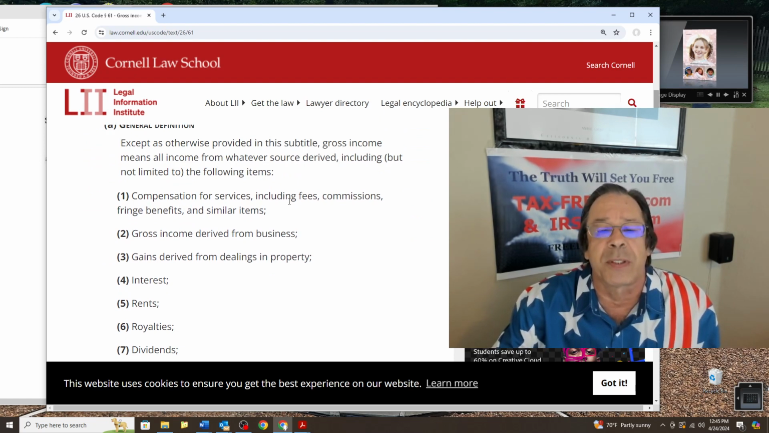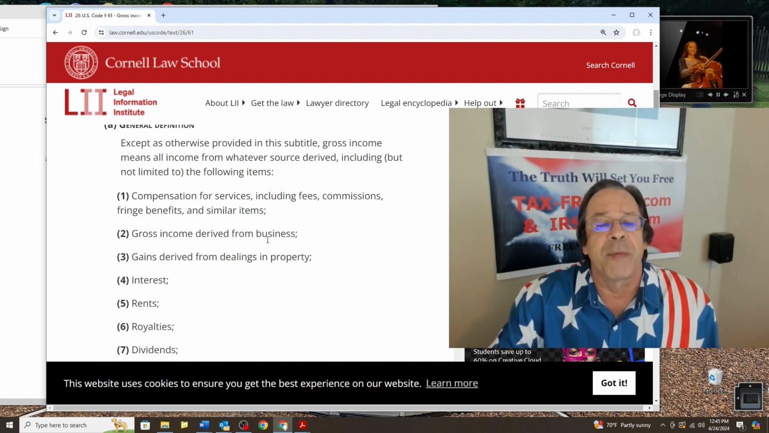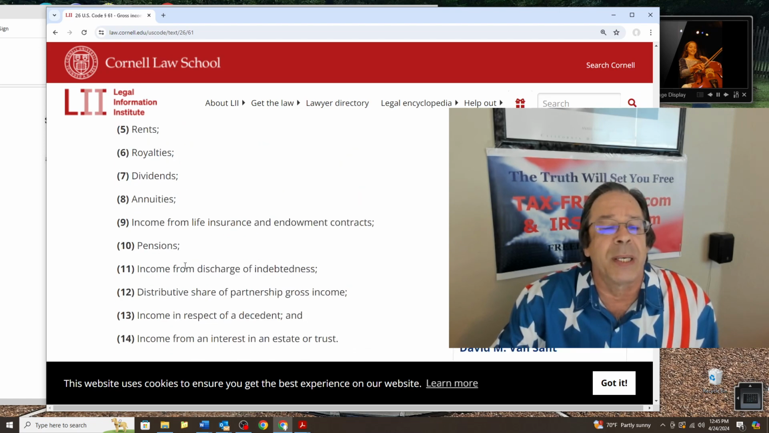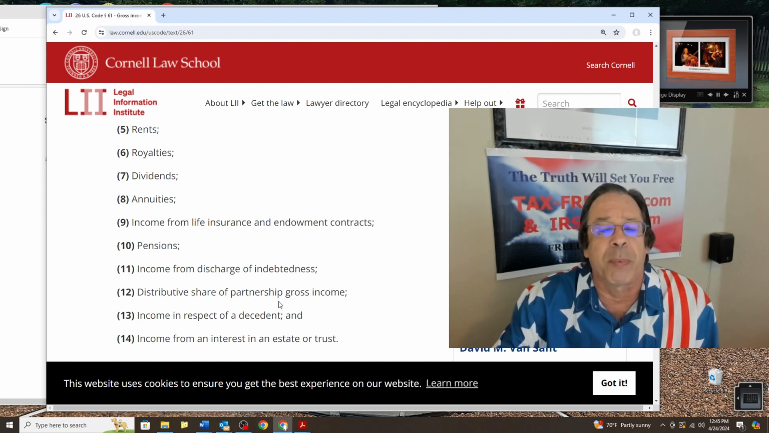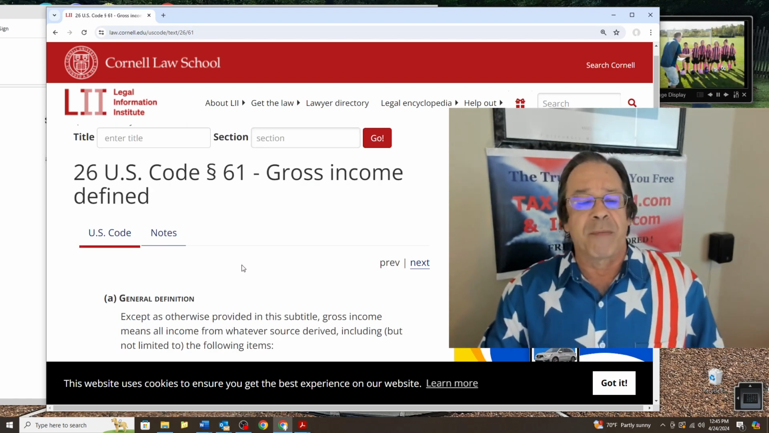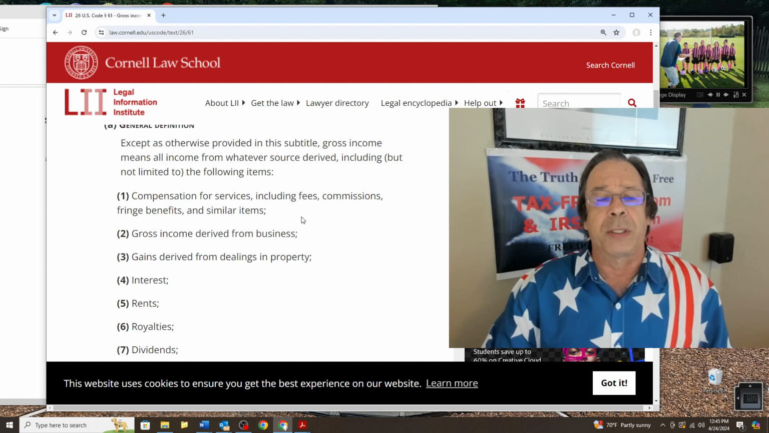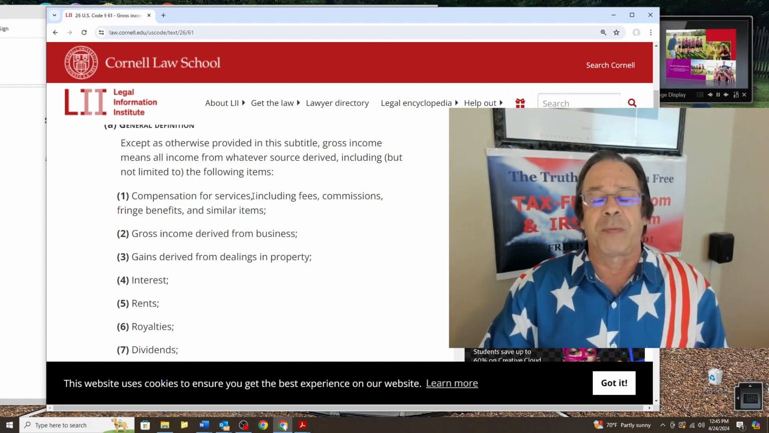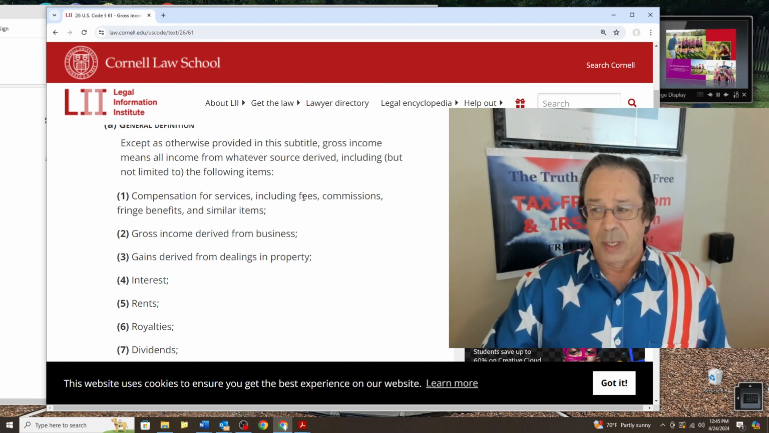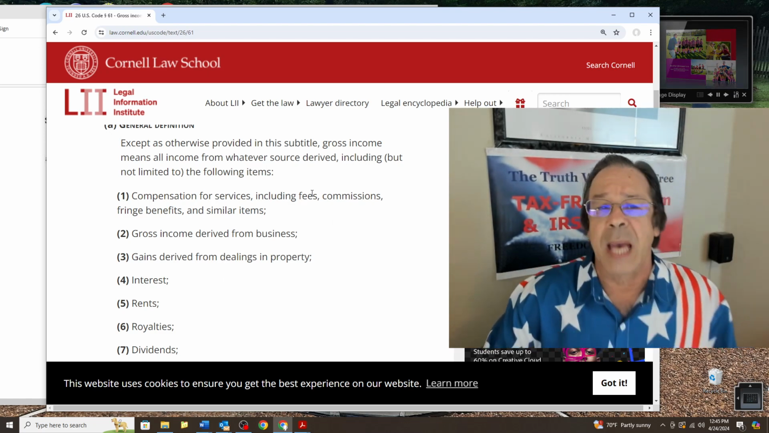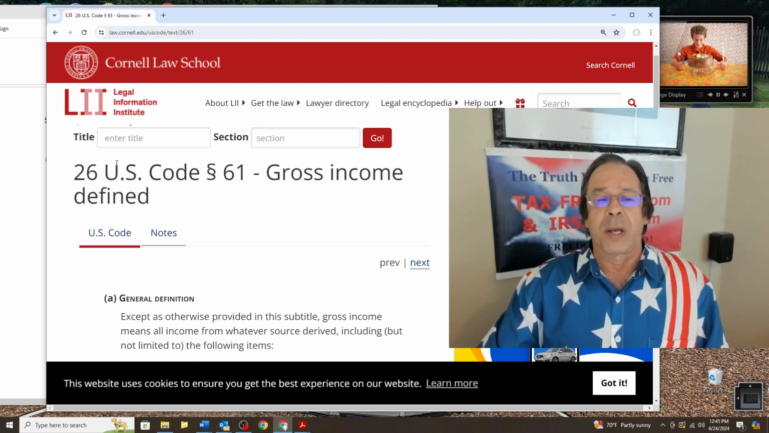compensation for services, including fees, commissions, fringe benefits, and similar items; income derived from business; gains derived from property; interest; rents; royalties; dividends; annuities; life insurance; pensions; discharge of indebtedness; distributive share of partnership; in respect of a decedent; interest. So you can see you have all these sources taxed. But one thing you should notice is that while compensation for services is taxed, salaries and wages are not taxed. Salaries and wages are not taxed here, where it's under gross income.